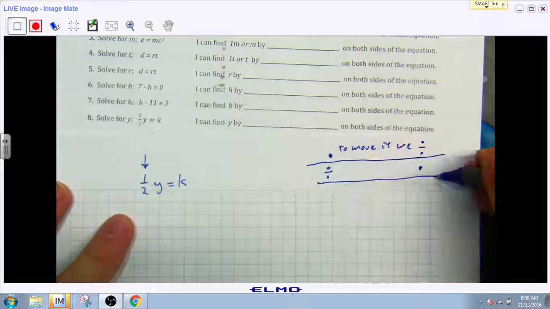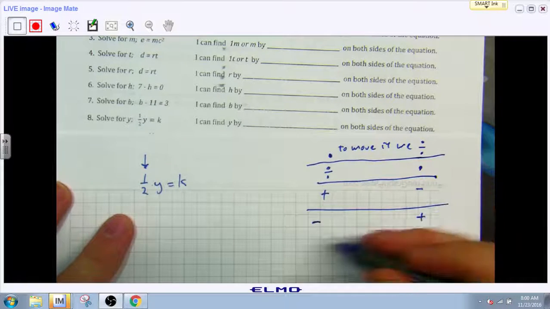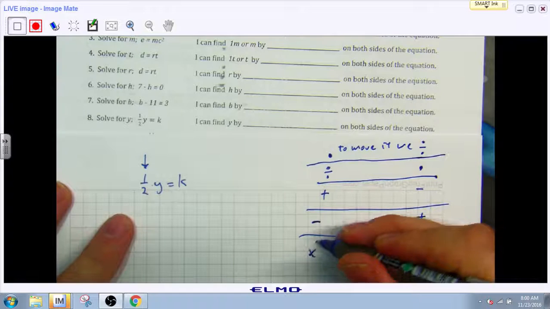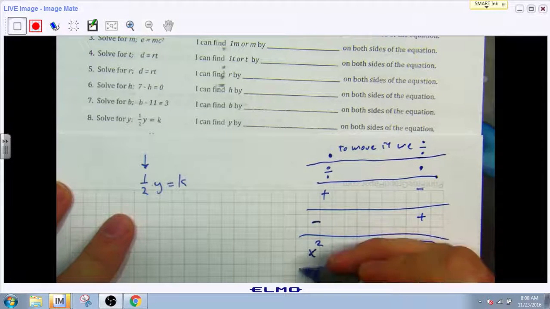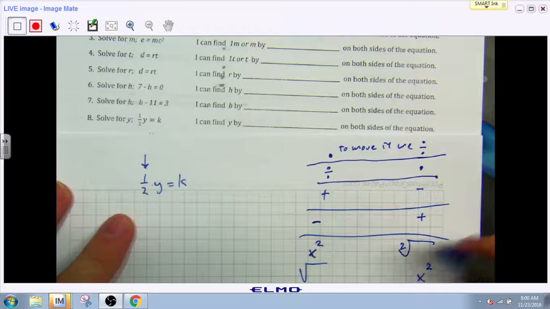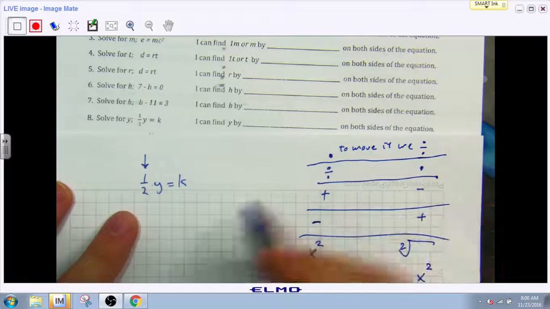If we're adding, we subtract. If we're subtracting, we add. If we're raising it to the second power, we take the second root. If we're rooting it, we square it, etc., etc. So these are all the things that we do. We do the opposite function to get that thing to do what we want to do.